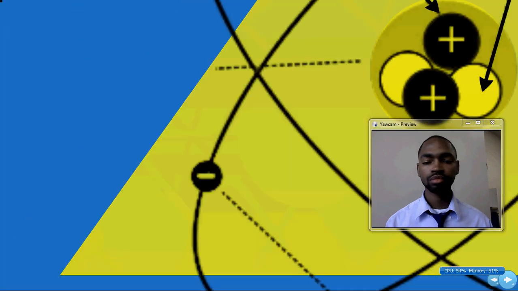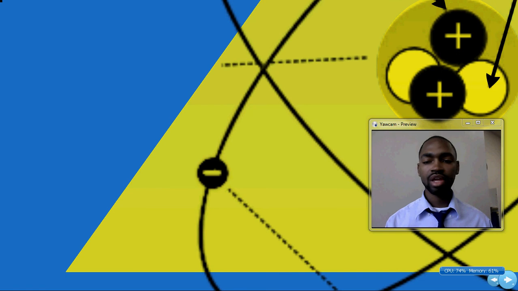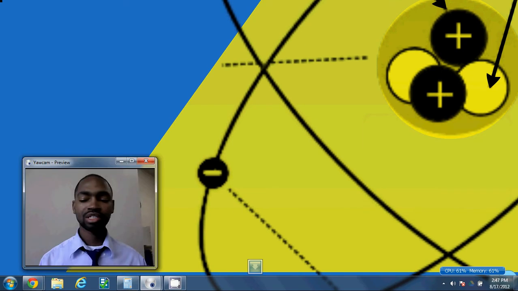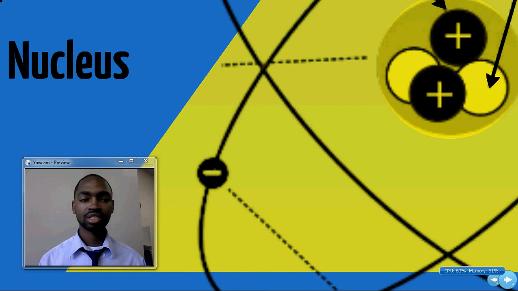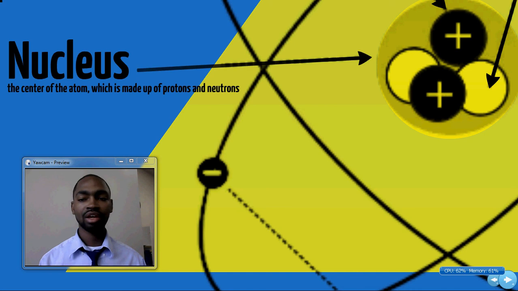So the area in which the protons and neutrons are located is the nucleus. And the nucleus is the center of an atom, which is made up of protons and neutrons. And you can see that here in this yellow circle, they have 2 protons, which are black with the positive charges shown on them, and 2 neutrons, which are yellow with no charges on them because they're neutral.